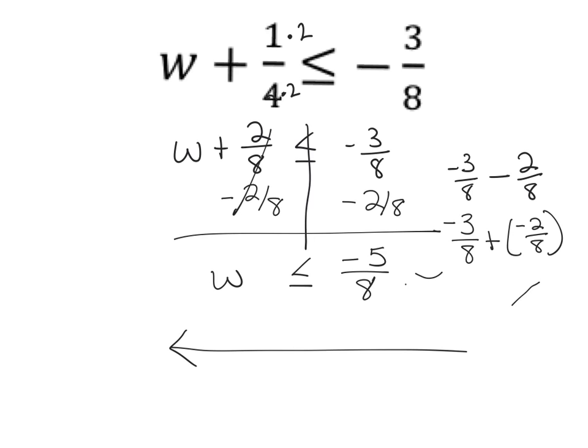So now if I actually graph this, so we could say we have negative 5/8 here. So this would be negative 4/8. On this side you'd have negative 6/8, 7/8. Okay, this will be a closed circle because it says equal to, and it's also going to the left side.